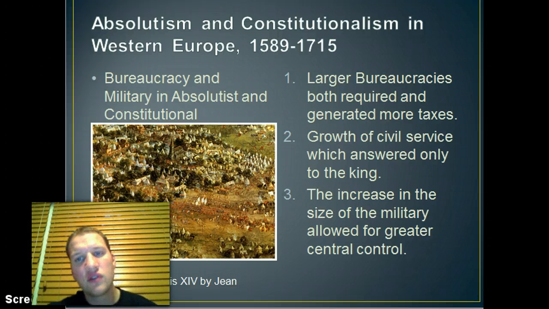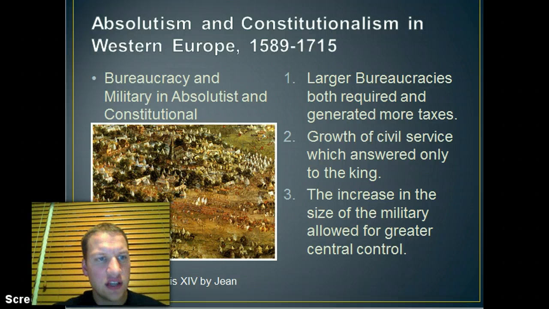So what you have is you have a growth of civil service, which answers only to the king in absolutist states. That's really important. We'll see that in France. This is why the robe nobility is created, to have people loyal to the king that conduct his will throughout the state, and that's their only job, and they owe their position, their prestige, and their title to the king.